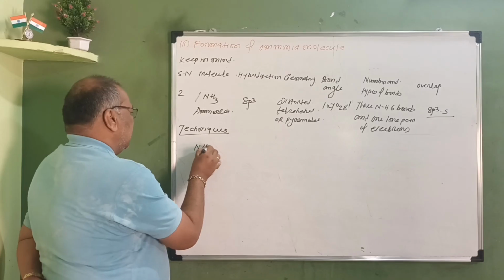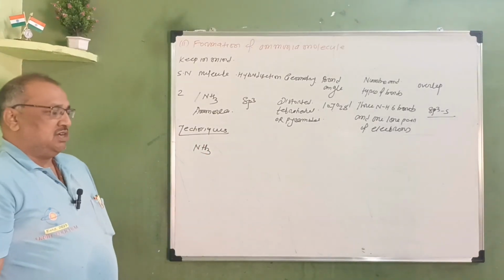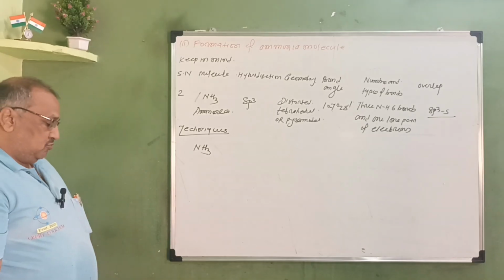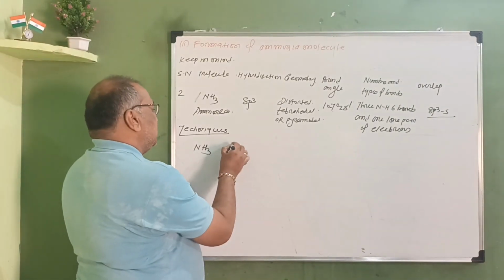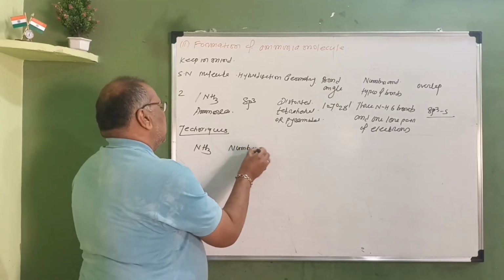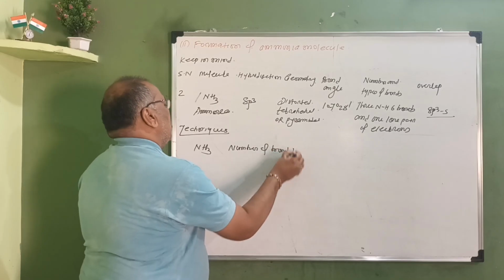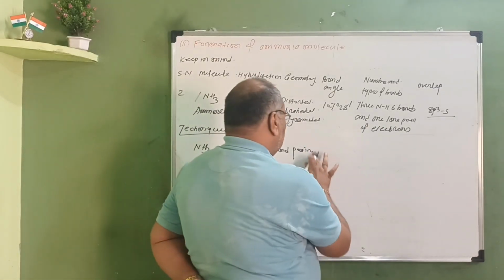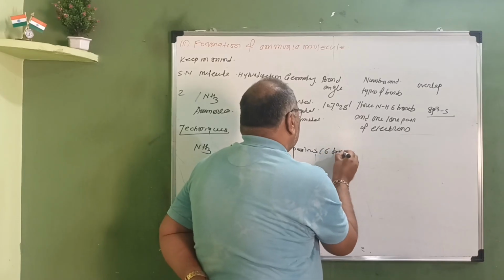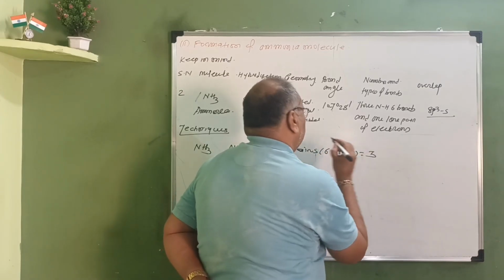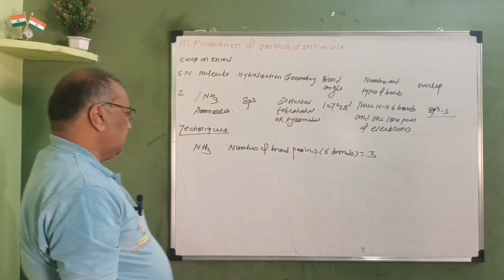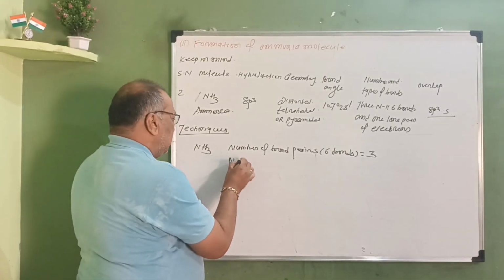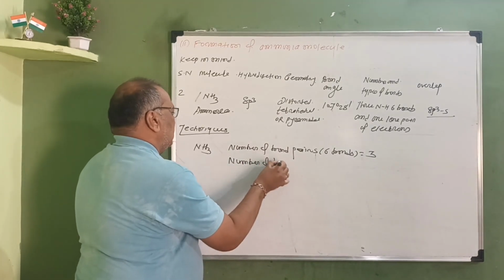That is, the given molecule is ammonia whose formula is NH3. Here the nitrogen atom is bonded to the 3 hydrogen atoms. That means here the number of bond pairs, which is also called sigma bonds, is equal to 3. Now let us calculate here the number of lone pairs.